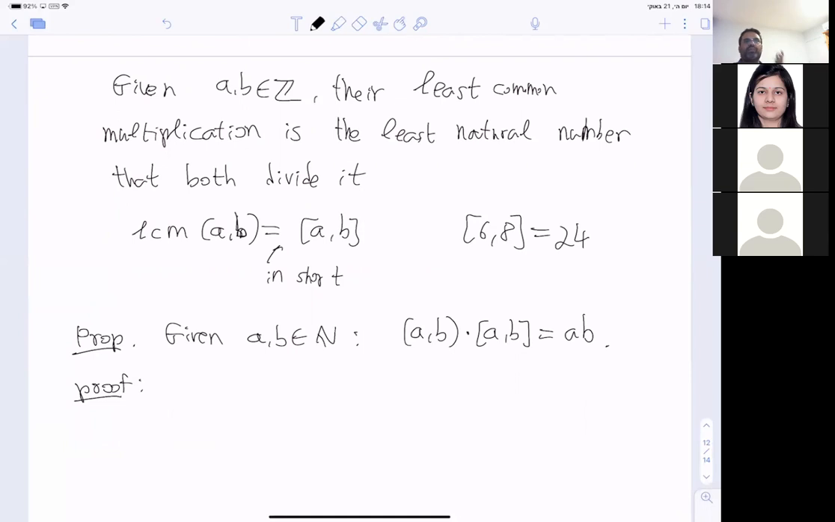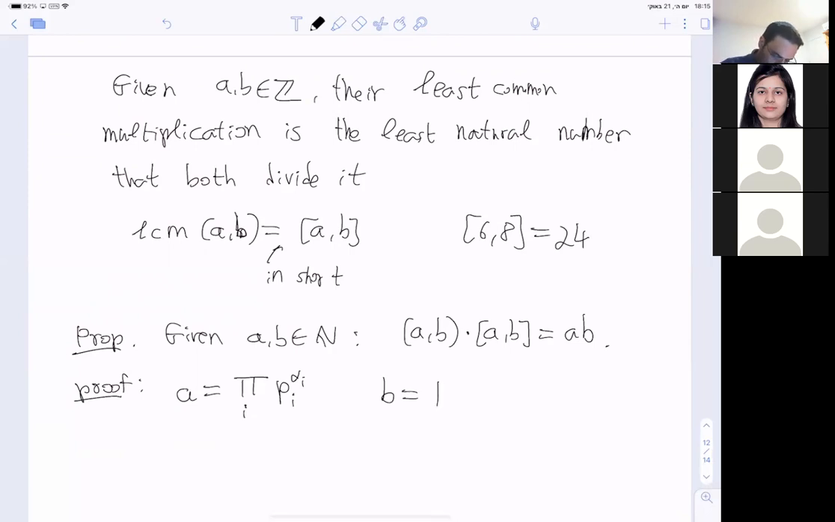This is very simple. We just have to write A as a product of primes, and write B using the same set of primes. And if some prime doesn't exist in one decomposition, then you just take the power 0, okay?